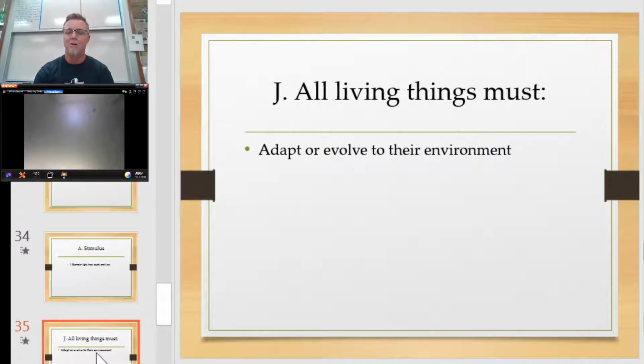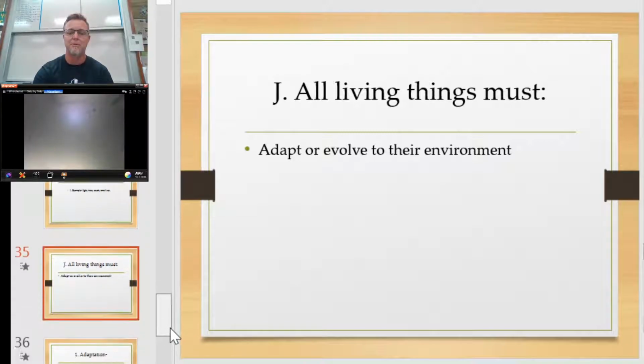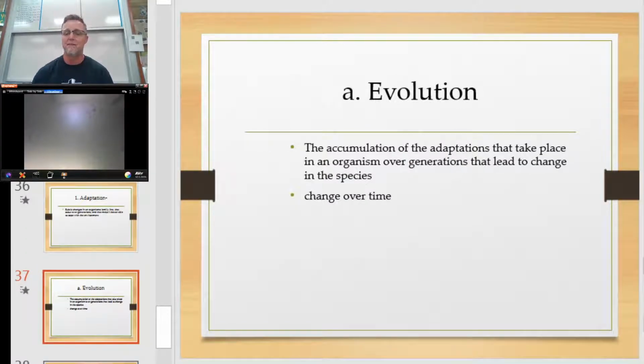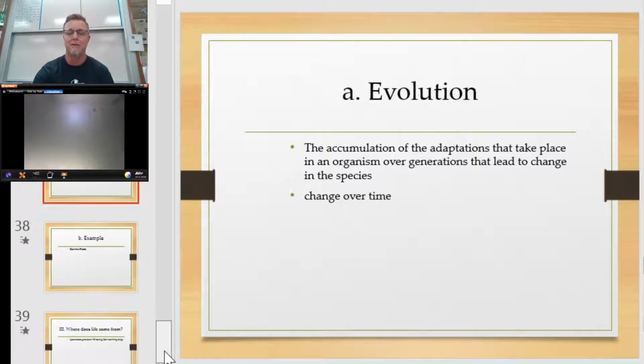Next thing. All living things must adapt or evolve to their environment. What does it mean to adapt or evolve to your environment? Well, let's look at that. To adapt means over the course of your life, you're going to make subtle changes in the organism itself, or maybe you and your family line. Now, these subtle changes will take place literally over generations, and the idea is that as those generational changes occur, the individual family line becomes better able to cope with the environment. As that organism changes and becomes more and more distinct, the accumulation of adaptations is ultimately what we define as evolution. So living things can and should actually adapt to their environment.